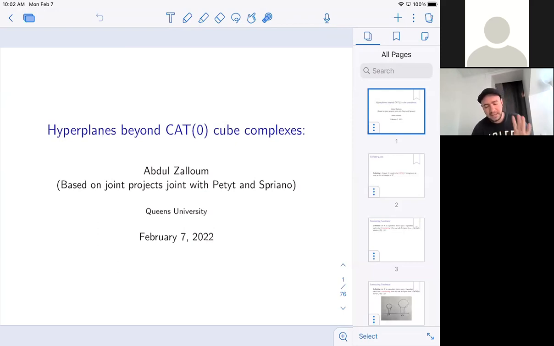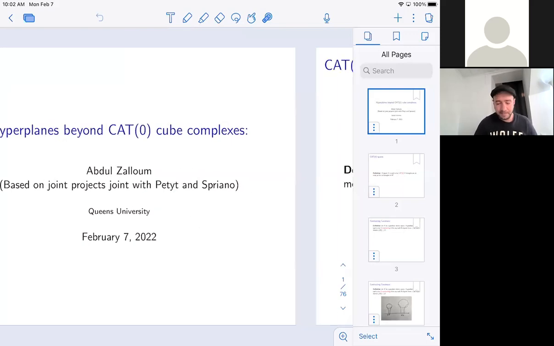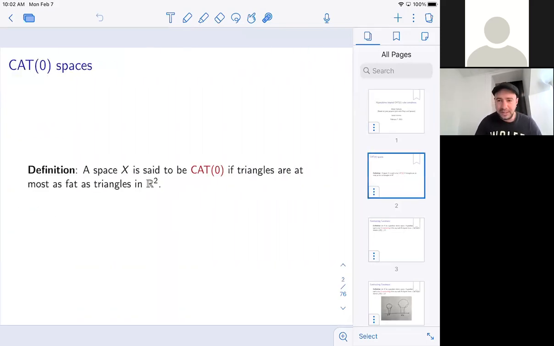The main space that I'm going to focus on today is the class of cat-zero spaces. We're going to define some hyperplanes for cat-zero spaces, and from the hyperplanes we will build some hyperbolic spaces on which any cat-zero group will act. So that's the plan. Very quickly, I'll just remind you of what a cat-zero space is.